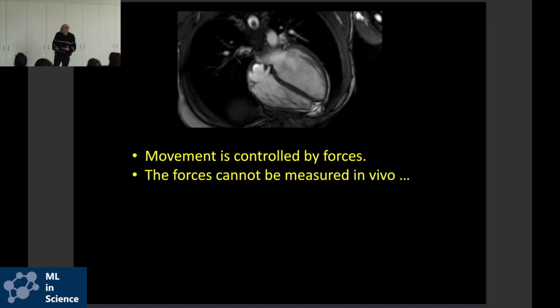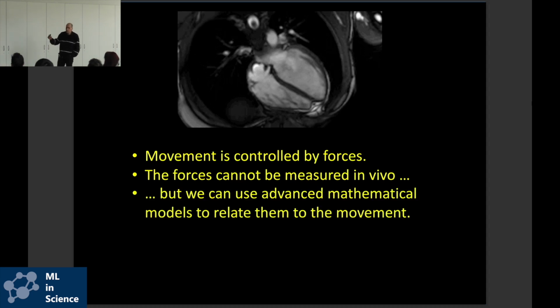And the important thing is that the movement is controlled by forces. We can't measure the forces, but we can develop a mathematical physical model that relates the forces to the movement that we can see. That interaction depends on the tissue parameters, the cardiovascular and the constitutive parameters. And in principle, we can get to the parameters by studying the motion. So that's the whole idea. We can't measure the forces, we can't measure the parameters directly, but if we see the motion, then we can infer the parameters based on the motion. That is the basic idea.